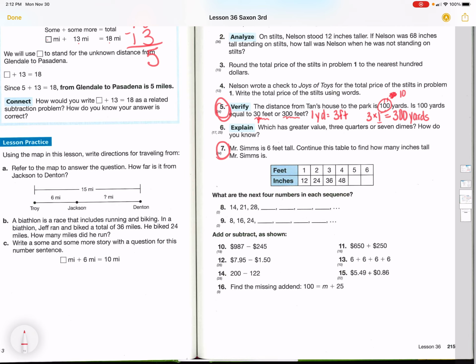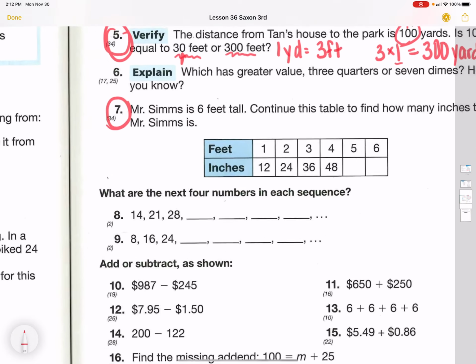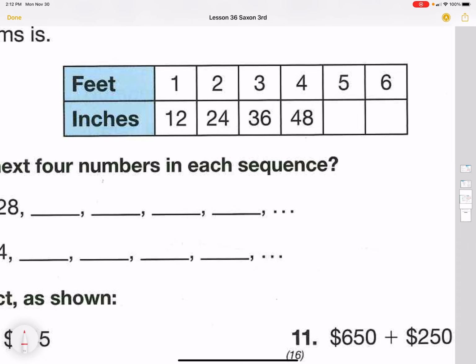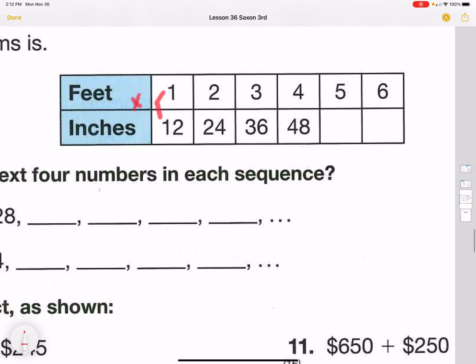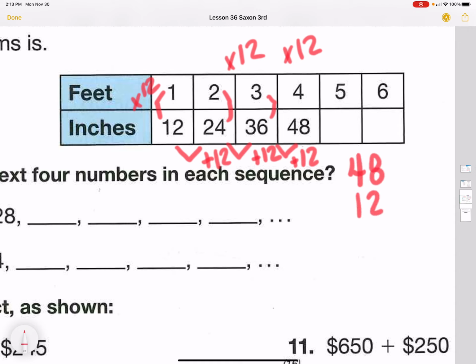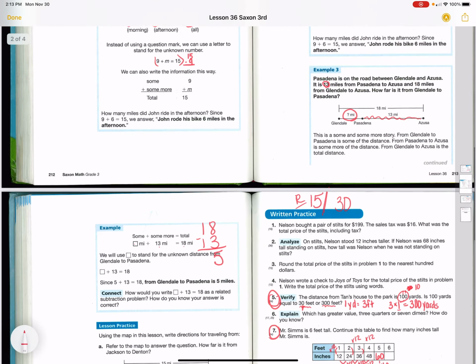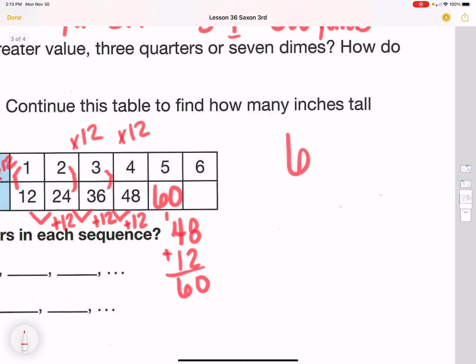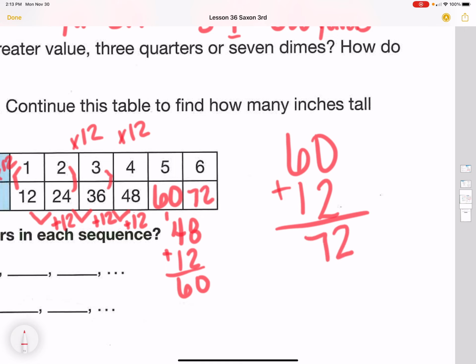Mr. Sims is 6 feet tall. Continue this table to find out how many inches tall Mr. Sims is. So I look for patterns everywhere when I see a table. Right here, it's times 12. If you know multiplication, you can do that pattern. From here to here is plus 12, because a foot is 12 inches. So 48 plus 12, 48, 12, let's see, 10, carry a 1, 4, 5, 6, that is 60. And then 60 plus 12. Adding 2 and nothing is 2. Adding 6 and 1 is 7. 6 feet is equal to 72 inches.